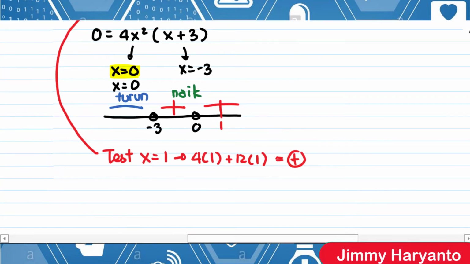So for naik, it will be x greater than negative 3. For the turun, it will be x less than negative 3, ya. This one is naik, and this one is turun.